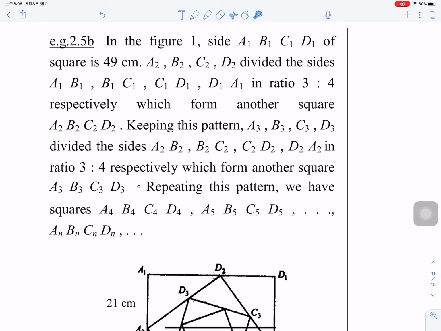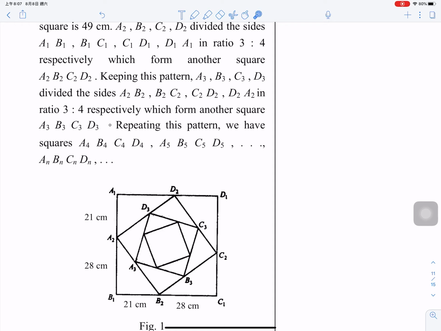In figure 1, the side of square A1, B1, C1, D1 is 49 cm. Here, this square A1, B1, C1, D1, the side is 49, okay? And A2, B2, C2, D2 divide the sides A1, B1, B1, C1, C1, D1, D1, A1, those points on the sides, okay?